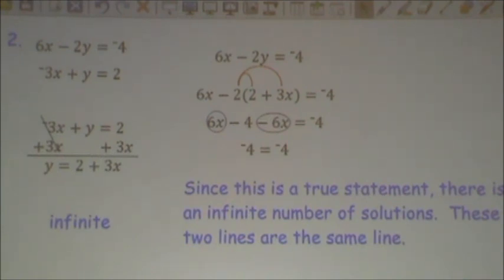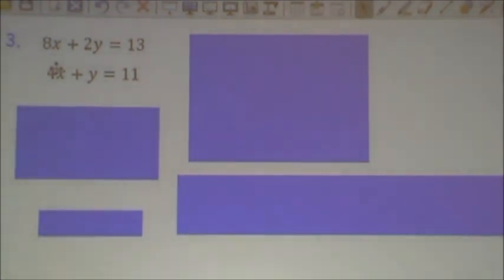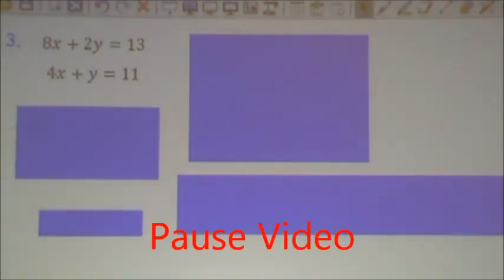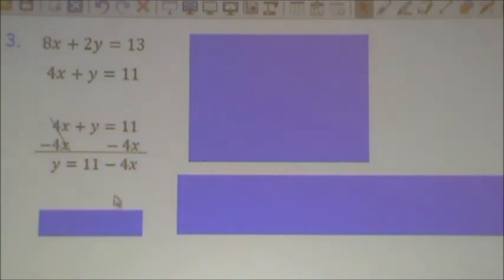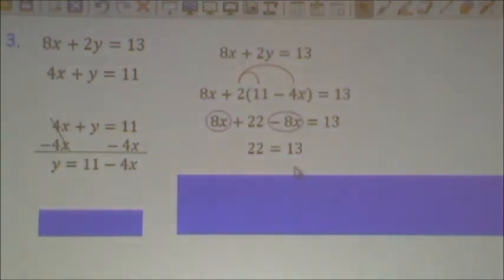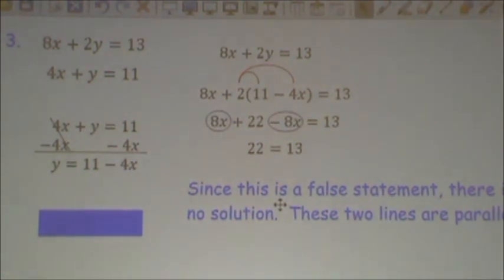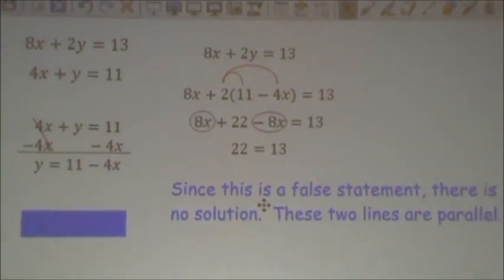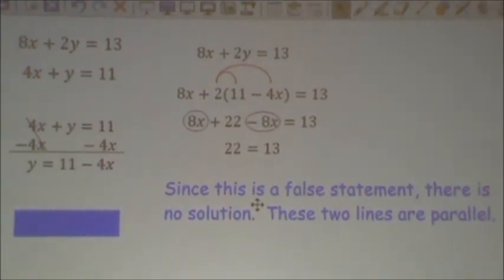Okay, third one. Hopefully my battery won't die. Copy it down. Pause the video. And I'm going to show you the answers in 3 seconds because I'm worried my battery's going to die. So there's mine. There's the work. This time I ended up with an untrue statement. So remember, if it's an untrue statement, there are no solutions. And these lines are parallel.